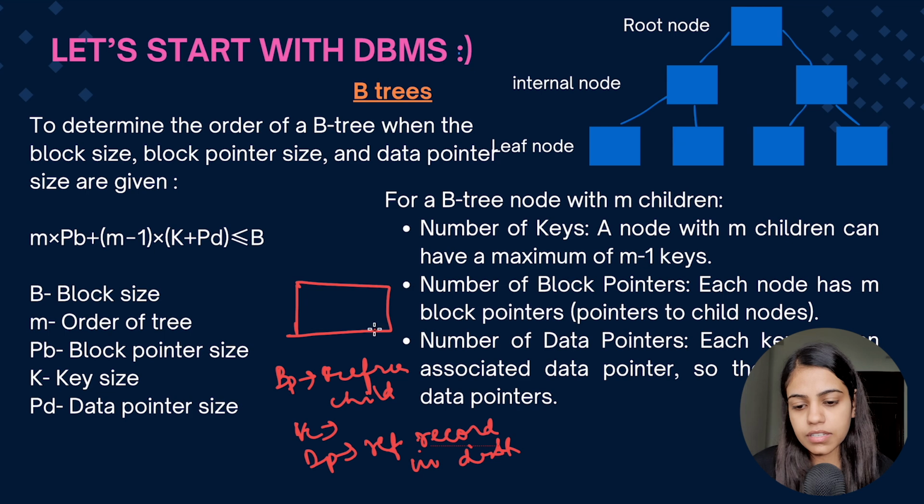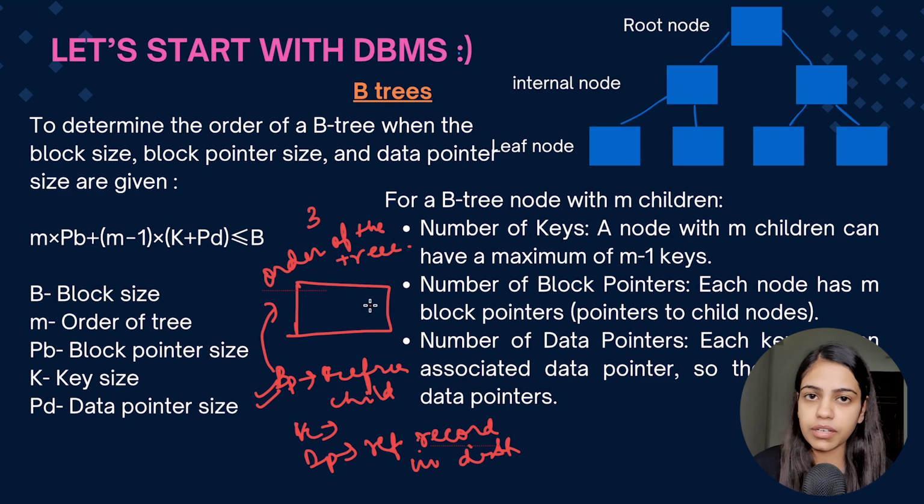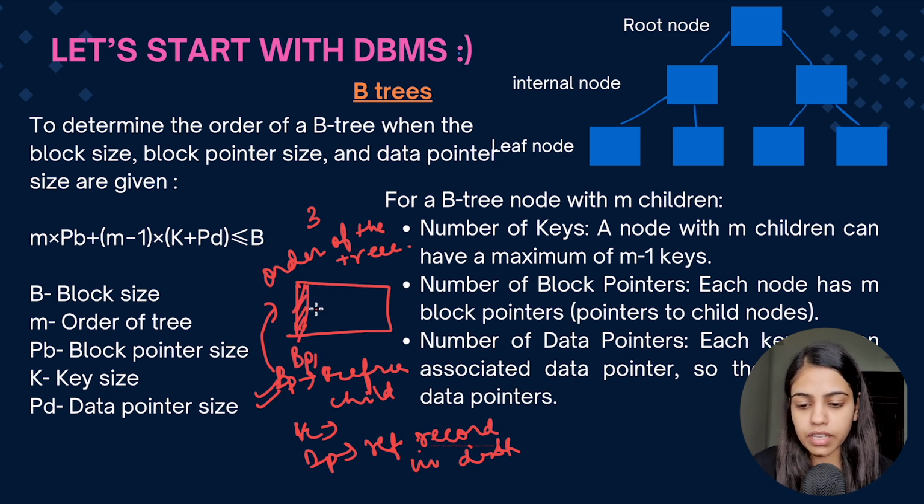So this is the node. Now in this particular node, how many block pointers can be there? The number of block pointers is equal to the order of the tree. So at max, if the order of the tree is considered 3, there will be 3 block pointers. So here there will be a block pointer BP1, then a key K1 and D1, then again a block pointer BP2, then a key K2 and D2, and so on. There will be multiple block pointers as well as keys and data pointers.